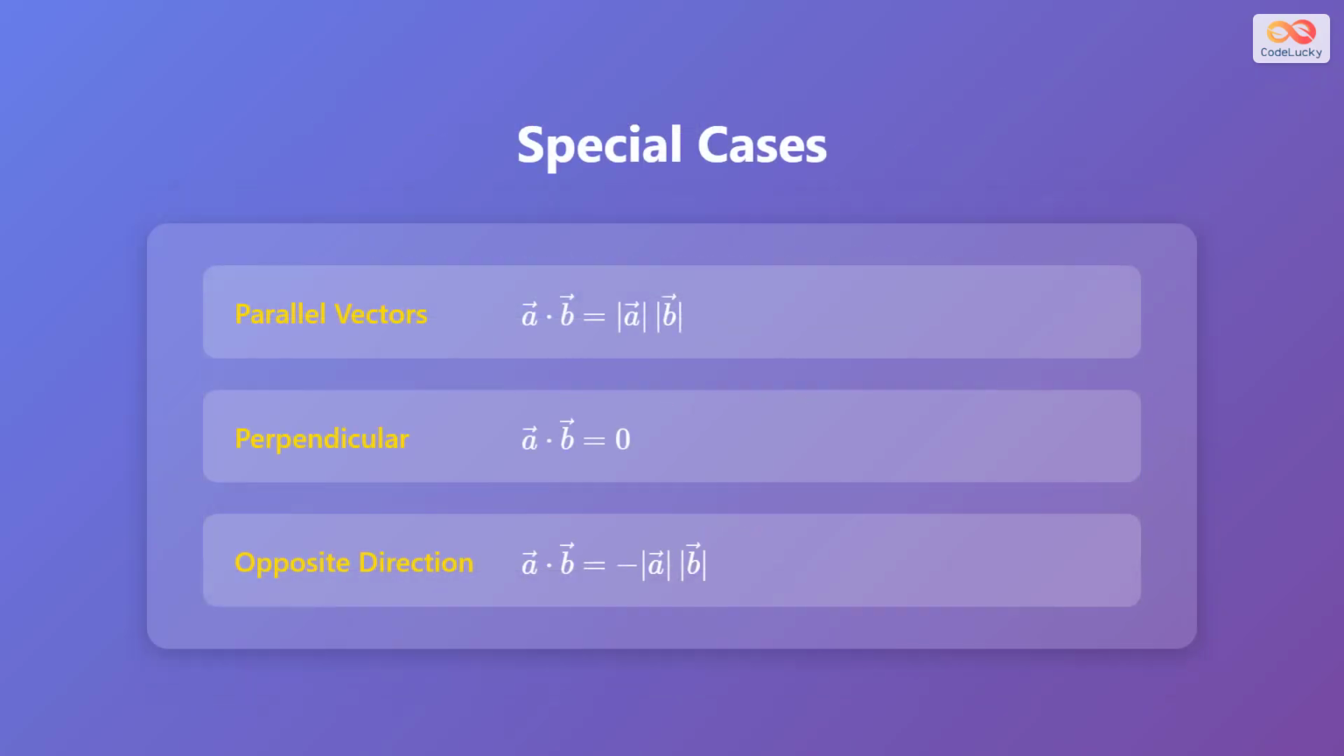There are 3 important special cases to remember. When two vectors are parallel, pointing in exactly the same direction, their dot product equals the product of their magnitudes. When vectors are perpendicular, their dot product is 0. When vectors point in opposite directions, the dot product equals the negative of the product of their magnitudes. These cases are useful for quickly analyzing vector relationships.